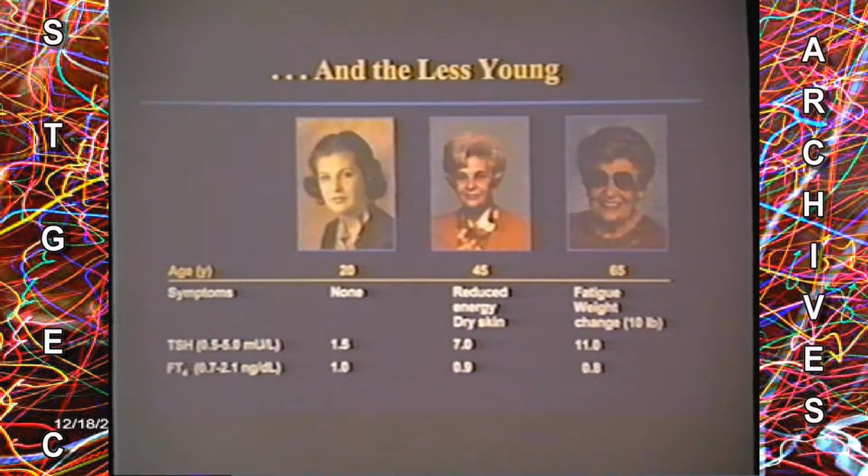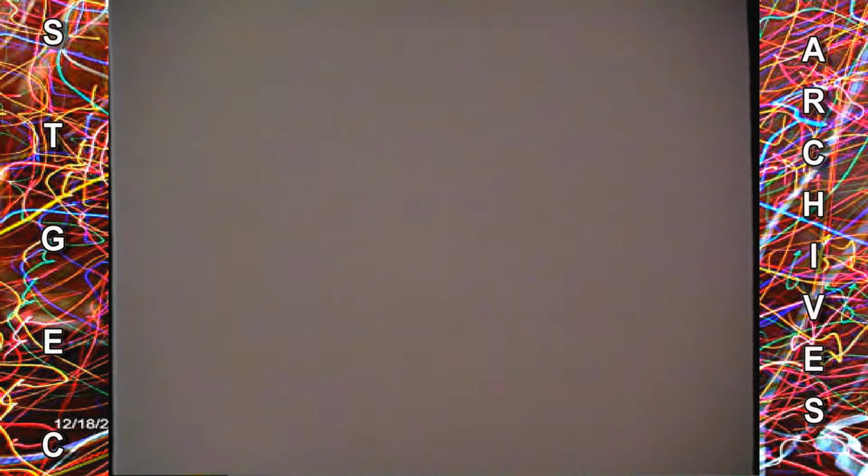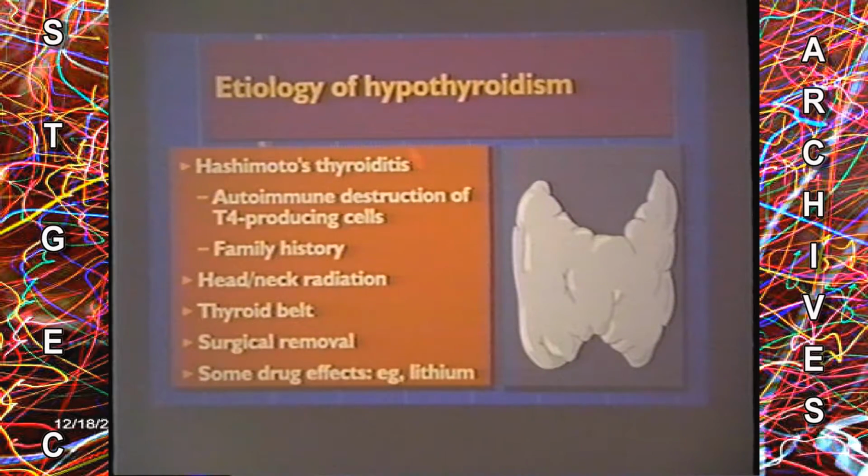So this can occur in the young and also the less young. So 20, 45, 65. So this may be a slow, insidious process. Okay, and you can see this same patient, TSH 1.5 normal, 7, 11. So over time, they may or may not present with symptoms. Okay. Now, in terms of cause of low thyroid, most of the time this is from Hashimoto's. Again, this is an autoimmune condition. You have antibodies that attack your own thyroid gland, and then it stops working, your thyroid hormone drops.